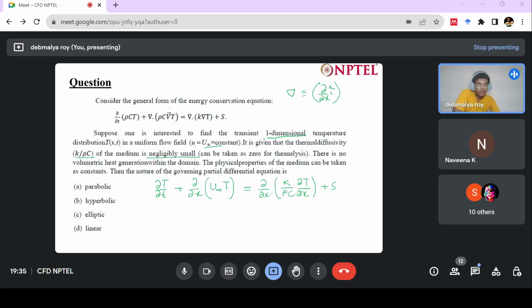It is given that this term is very small. If this term is very small, we can neglect this, and that simplifies a lot. Why does it simplify our equation? Previously this was a second order equation, right? Now it is just a first order. So our solutions can be simplified to a solution of two first order equations.